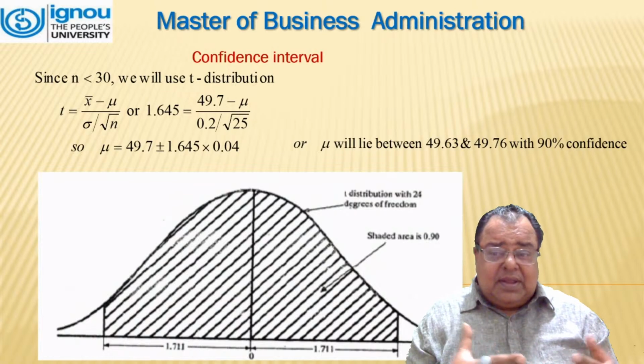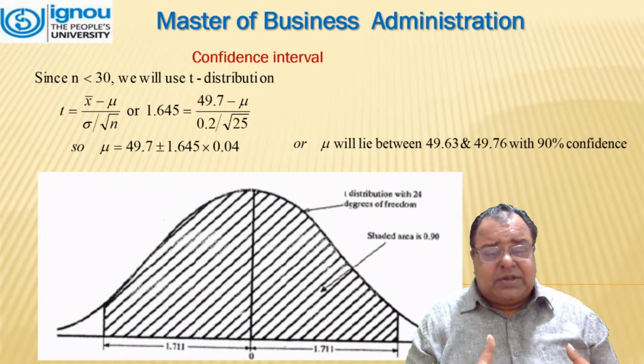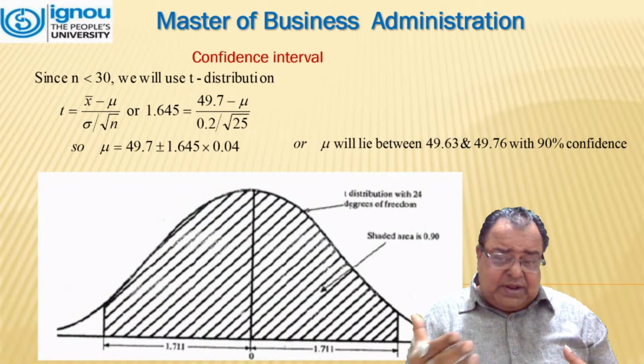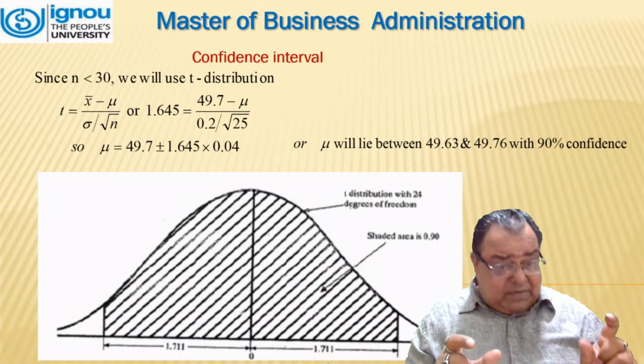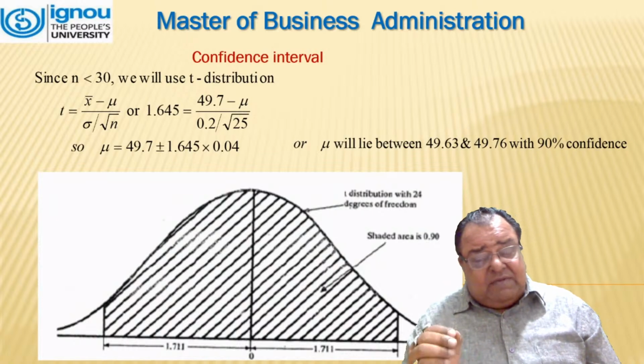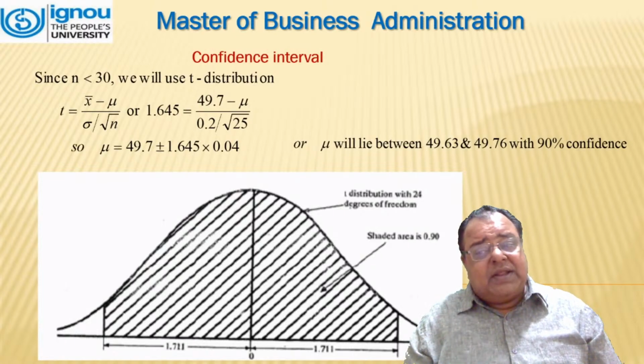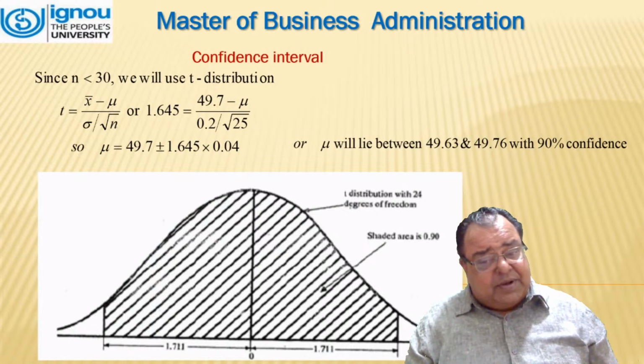Since we have already calculated it as 49.7 plus or minus 1.645 into 0.04, when we solve it, your answer will be 49.63 and 49.76 with a confidence level of 90%.